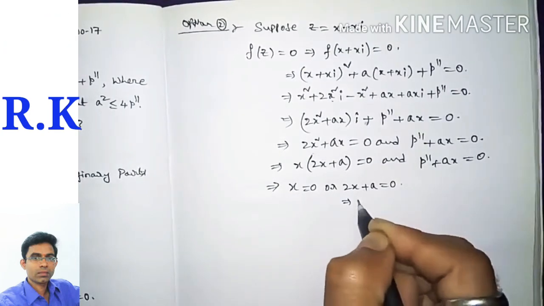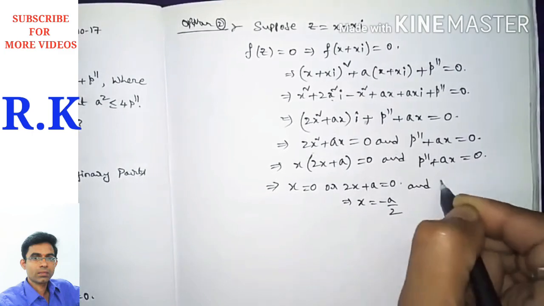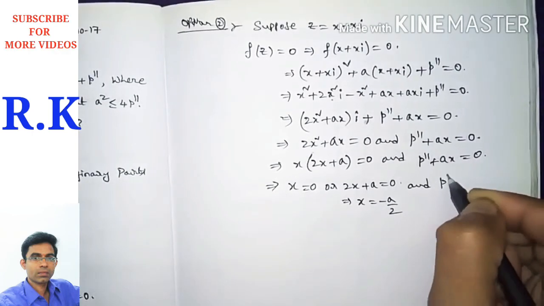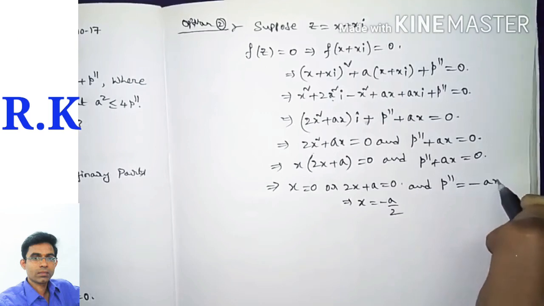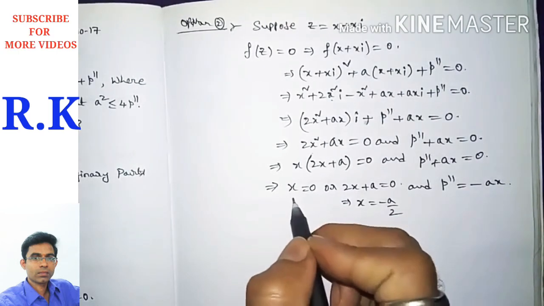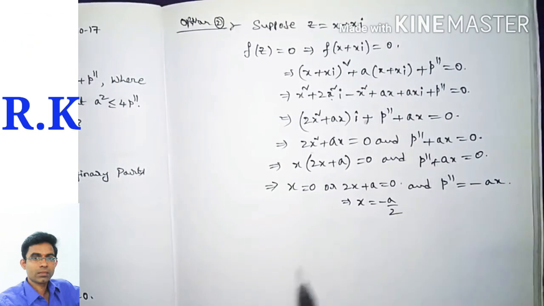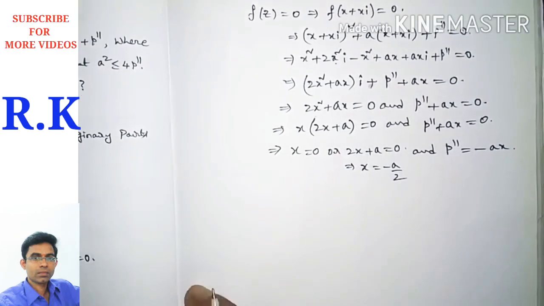So from this we get x = -a/2, and here we have p^11 value is equal to -ax. Okay, so we have two possibilities, x = 0 and x = -a/2. So we'll check the possibilities.